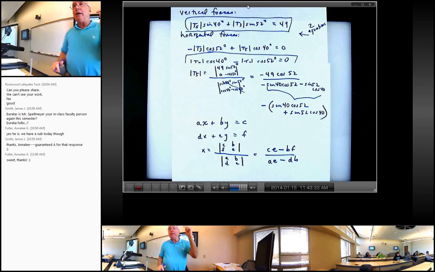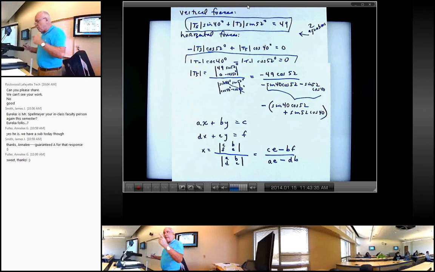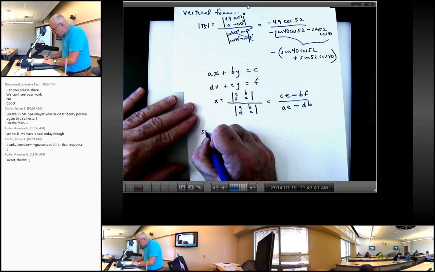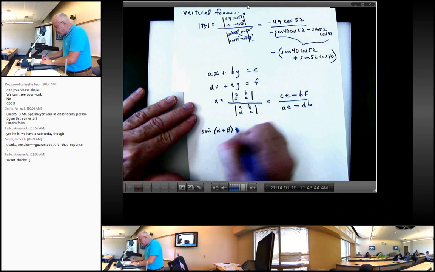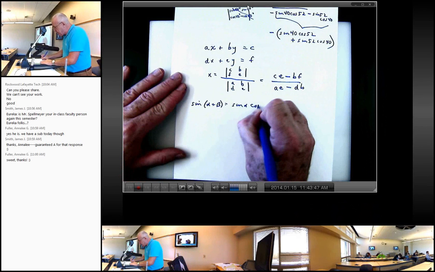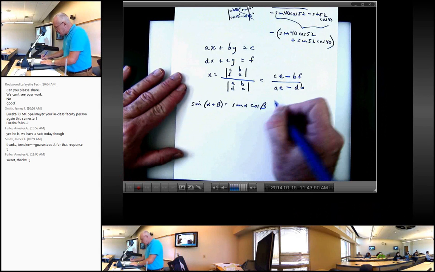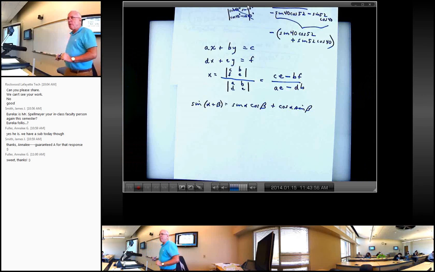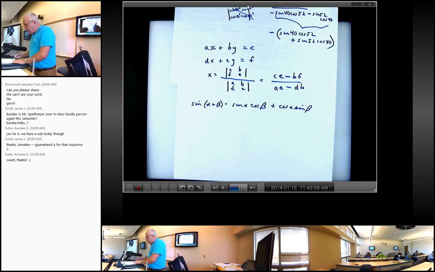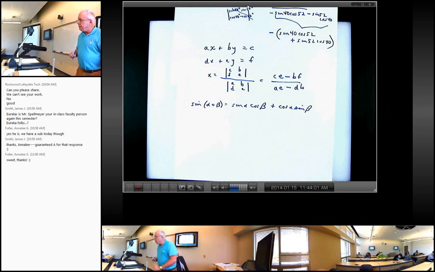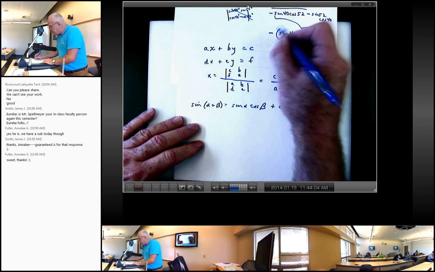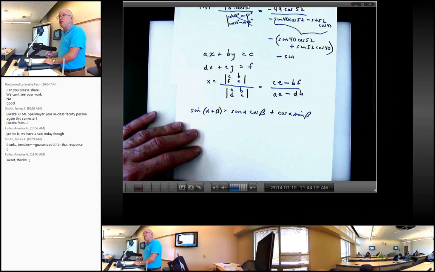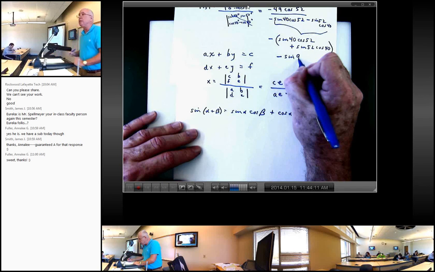And if you think about this, we have a sine identity. The sine of alpha plus beta is equal to the sine of alpha cosine of beta plus cosine of alpha sine of beta. All right. So what we really have here, substituting the 40 and the 52 for alpha and beta, is in the denominator, minus the sine of 40 plus 52, which is minus the sine of 92 degrees.